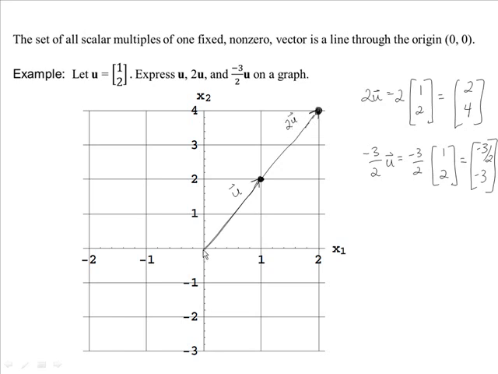And now we want to graph -3/2u, and so we're going to go to -3/2, and then we're going to go down to -3. So we're about halfway through and down at -3. And we're going to draw our line from our origin down to that. And so then this is the vector -3/2u. And you see that all of these vectors lie in a straight line. So as long as they're scalar multiples of one non-zero vector, then when we graph them, they're all going to be in the same line through that origin.